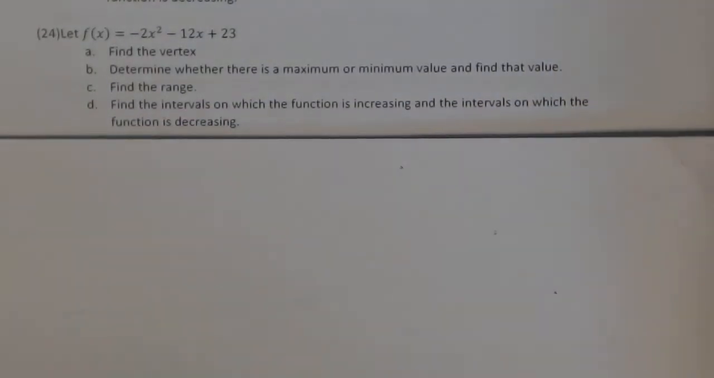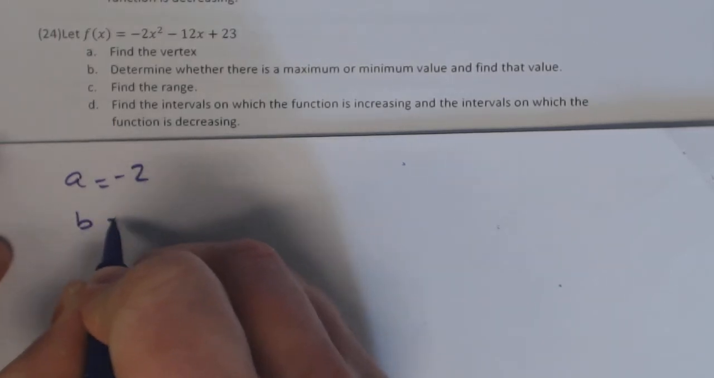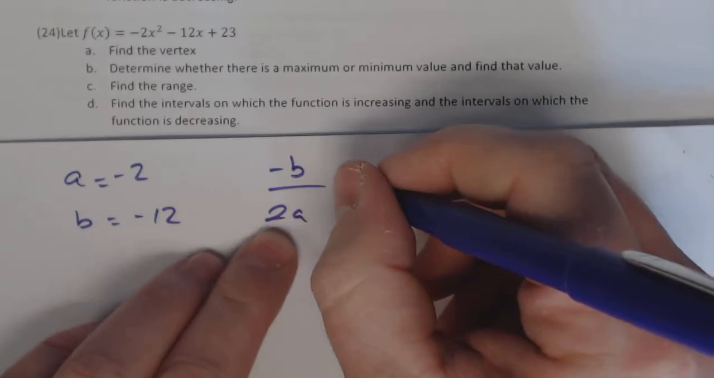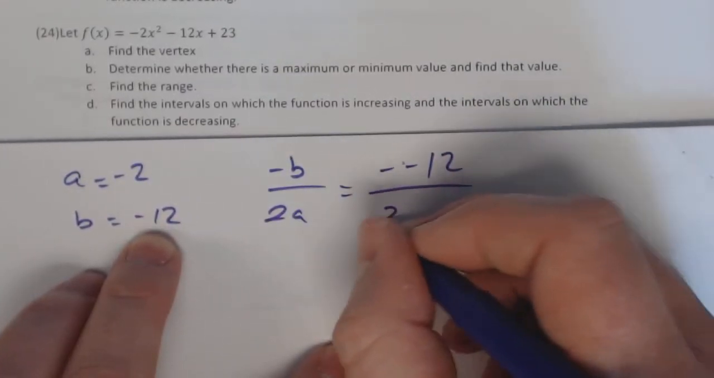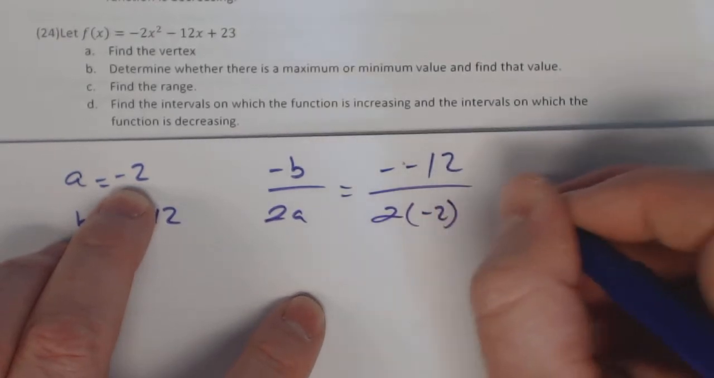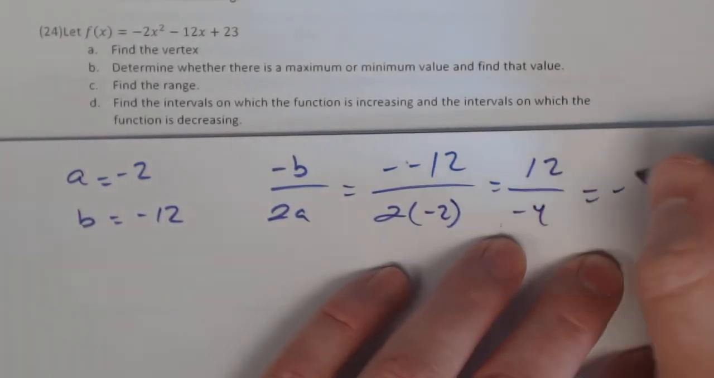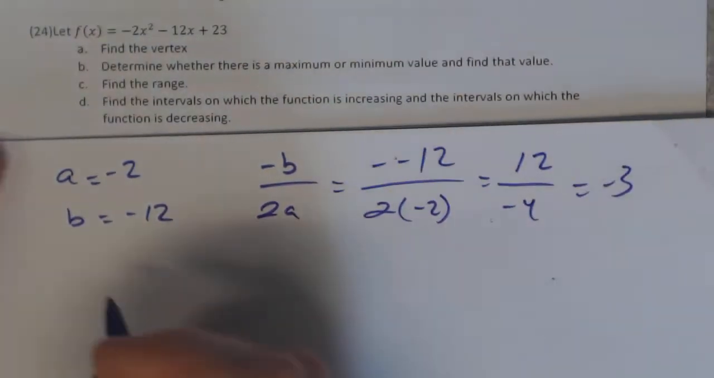Number 23. Oh, we did that one. 24. My a value is negative 2. My b value is negative 12. Negative b over 2a tells me the x-coordinate of the vertex. That's negative 12 over 2 times negative 2. So that'd be 12 over negative 4, which is negative 3. So my x-coordinate of the vertex is at negative 3.